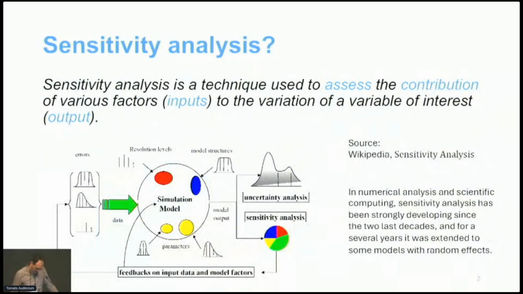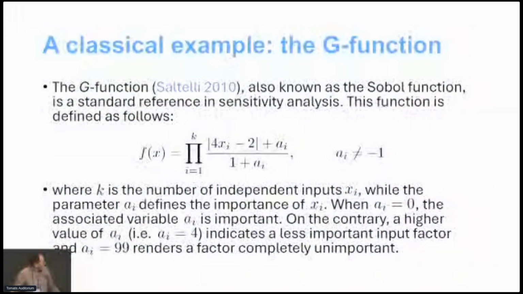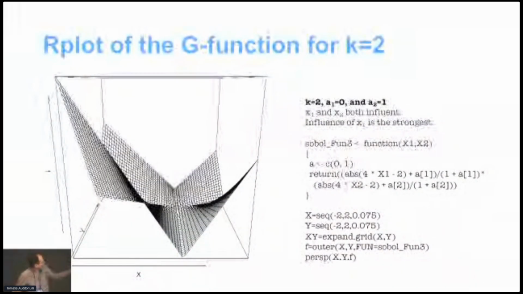The technique is well known. And one toy example, quite classical in the domain, is the J function. The J function is defined this way. You have several parameters, the a. And according to the value of the a, from 0 to a large number, the variables are more and then less important in the model. A plot of the function is this one.